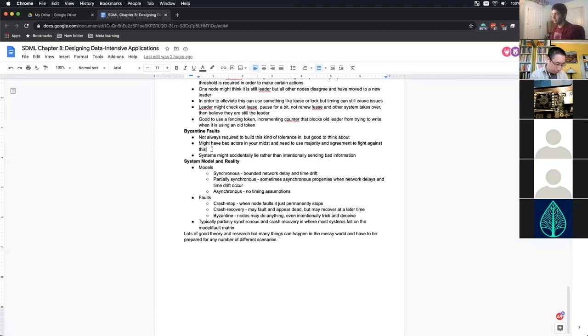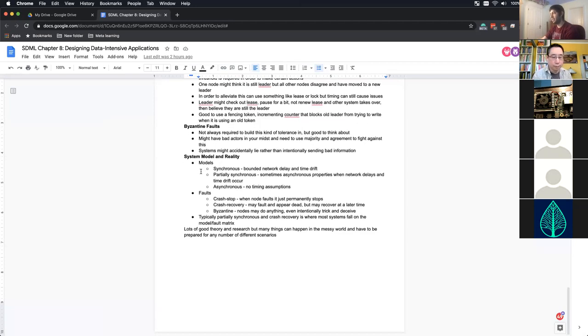And so they were saying, it's one thing to have a bad actor in the group, but it's also possible for systems to just kind of accidentally lie. So if they get time desynchronized, or they have some system error and start giving bad information to the database, you might want to write something that is Byzantine fault tolerant so that it can handle that potentially.